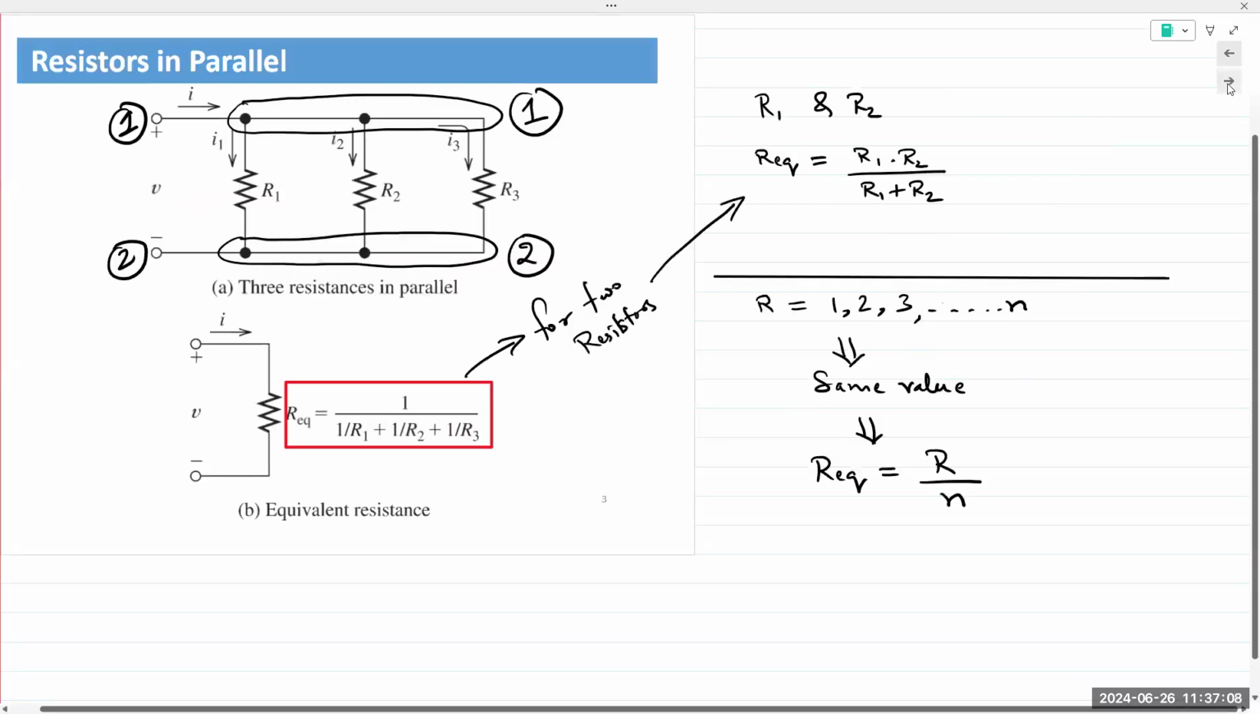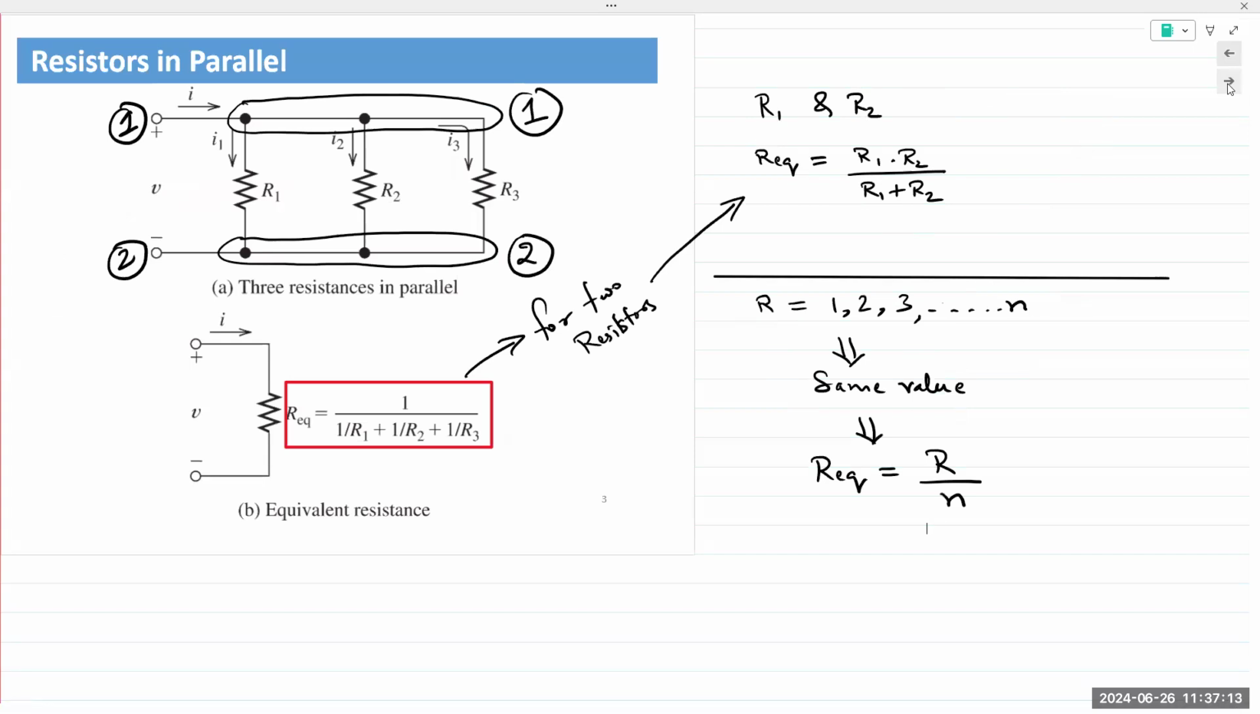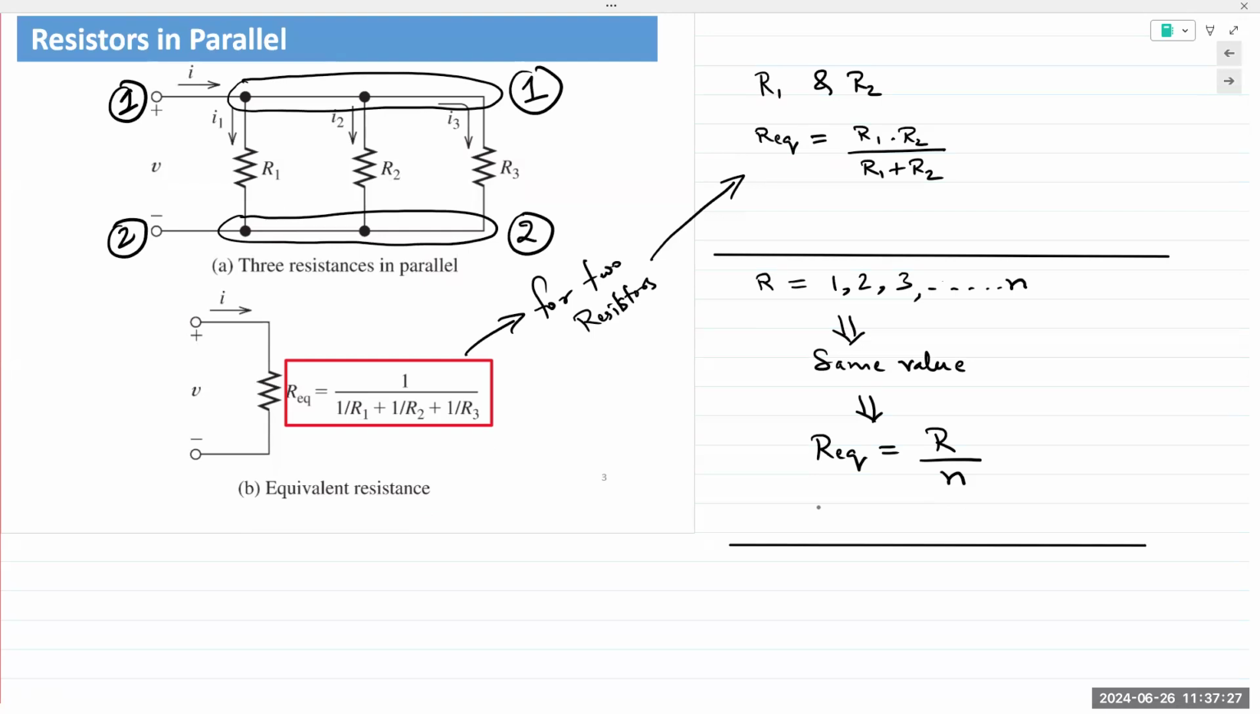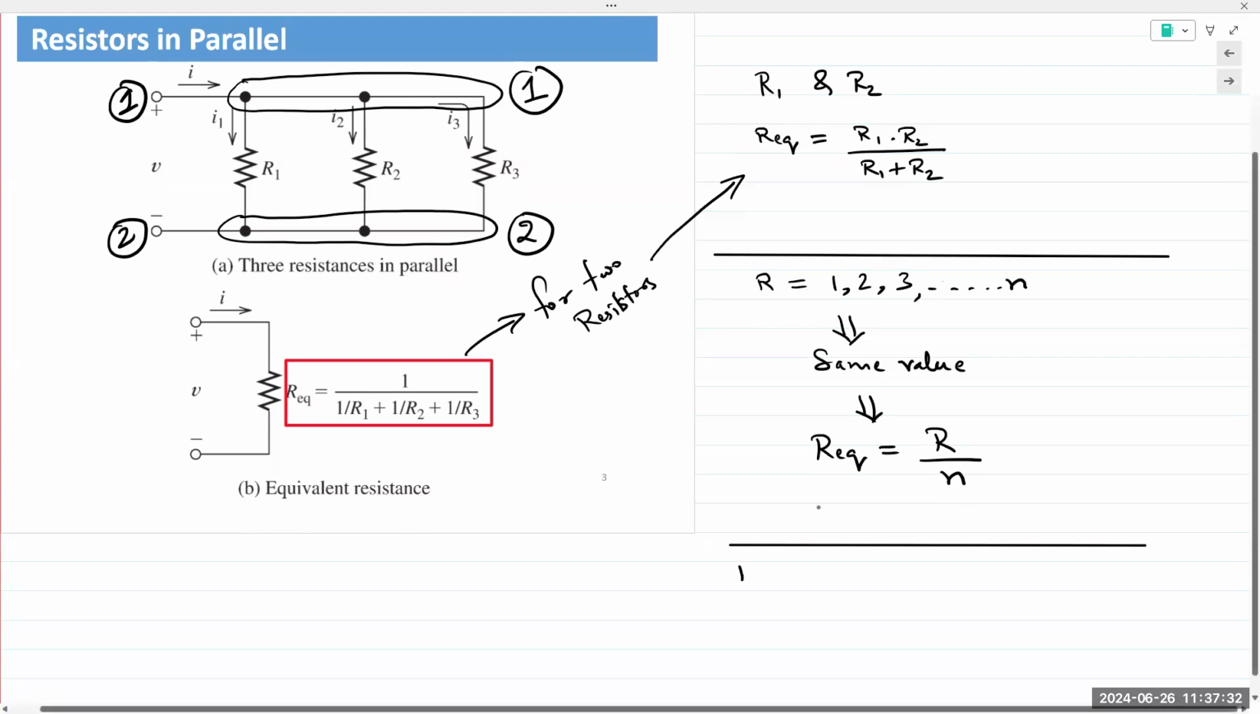But here's what you do have to think about. If you have resistors in parallel, the resulting Req will always be smaller than the smallest resistor in that parallel network. Again, if you have a parallel network of resistors, then the resulting Req will always, always, always be smaller than the smallest resistor in that network. And our brains do not automatically think about that because it's not quite as obvious.